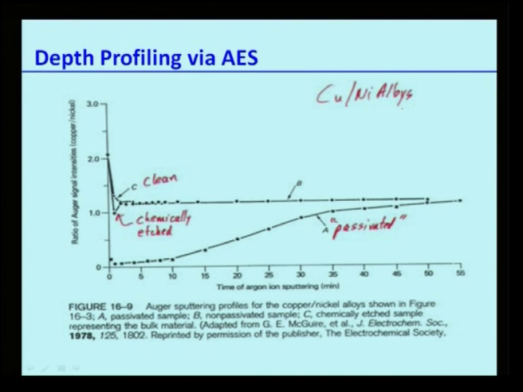To give you a much better idea, this is another example, sputtering and non-sputtering, of copper and nickel alloys. As you see here, this is the depth profiling of the passivated layer. This is the clean sample. The clean sample gives much better signals than the passivated one. Passivated means it might have an oxidized surface layer. So these AES sputtering profiles for the copper nickel alloys are taken from McCurry et al. It tells us that it is always better to clean the sample surface by sputtering before taking the profiles.